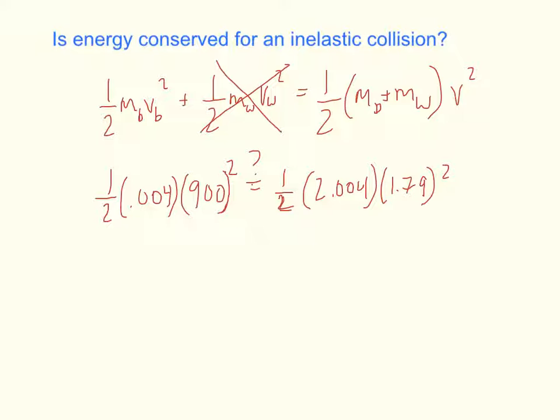1/2 the mass of the bullet times the initial velocity of the bullet squared equals 1/2 the mass of the system times the final velocity of the system squared. After we plug in our numbers, we see that the left side of the equation is 1620 joules, and the right side actually comes out to be only 3.21 joules. Clearly these two numbers are not equal to each other, so energy is not conserved. And we can see that the difference between the two, which is huge, is how much energy is lost in the bullet after it collides with the block.